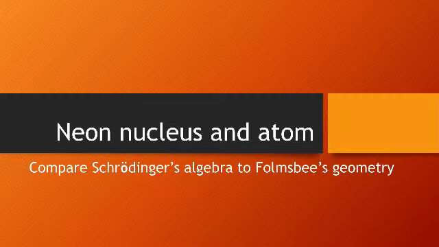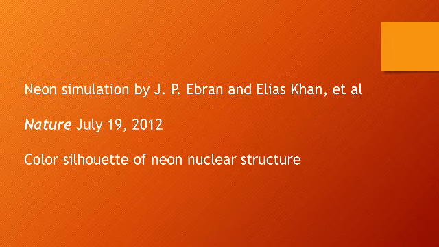Schrodinger's equation shows you a probability that particles are someplace. And Folmsby's geometry, using integer numbers like A and Z. So the other names of scientists that worked on this was a simulation by J.P. Ebron and Elias Kahn that appeared in the Journal of Nature. You can read up on this. July 19th, 2012. And they provided a color silhouette of the neon nuclear structure.